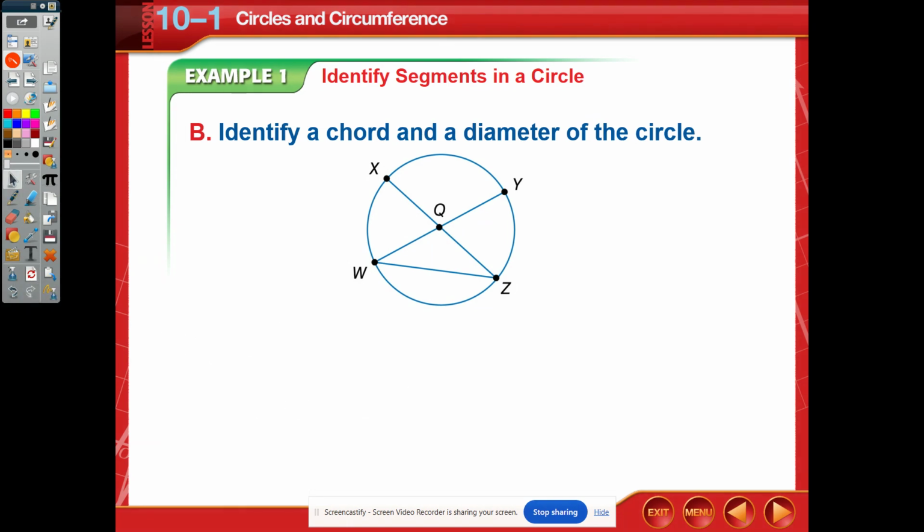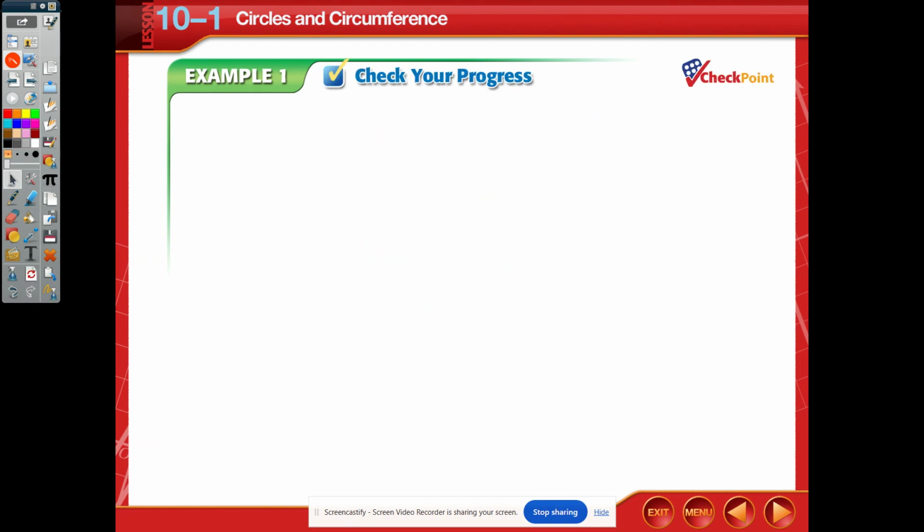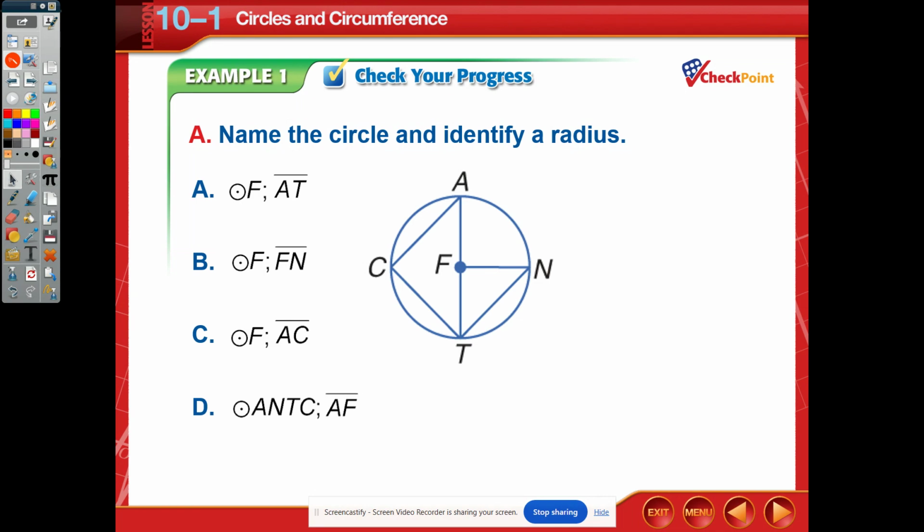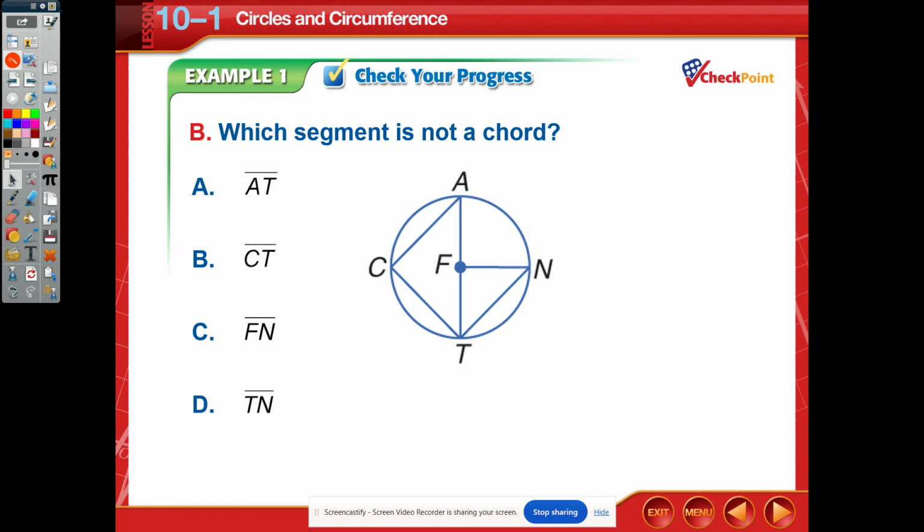All right, let's skip through some of these. Yeah, we did a radius. The circle is F, and the radius would be FN. So the answer here is B, which is not a chord. Anything including the center would not be a chord, so that's C, because C has F and F is the center.